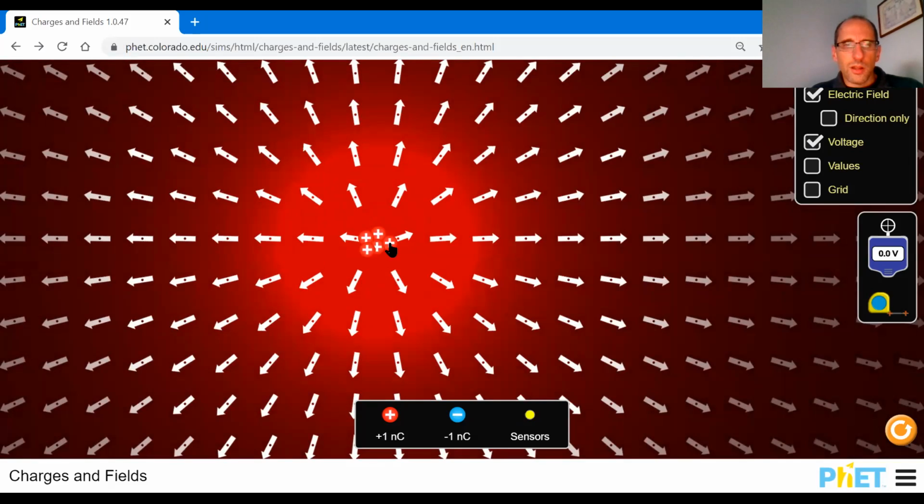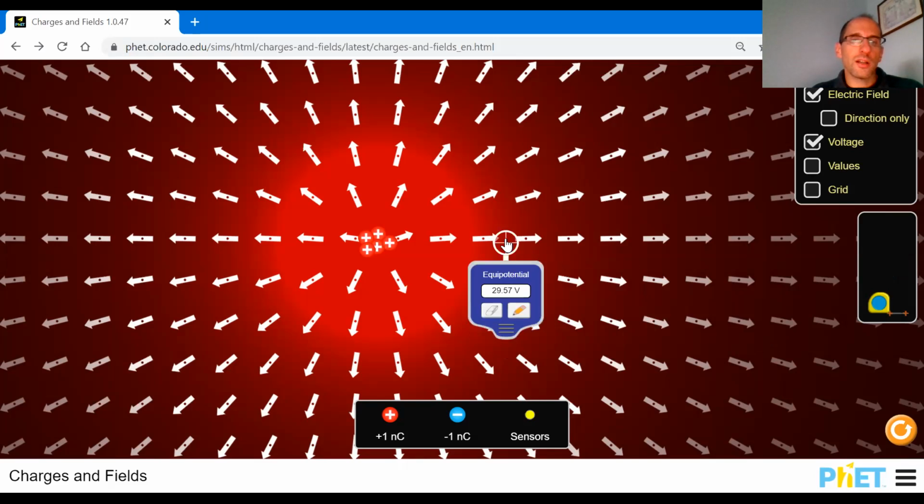Okay, so these charges are establishing electric fields all over the place, and this is a very good visualization tool. Now, I'm going to take this. This is like an equipotential meter of sorts, and I'll go right here, for example.